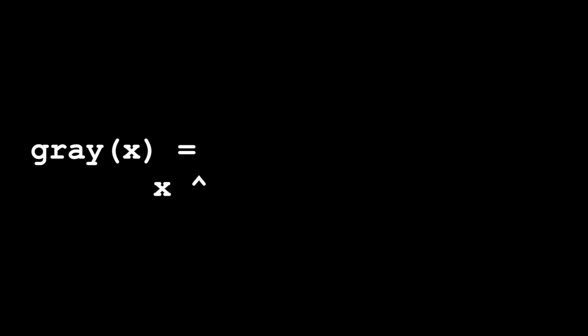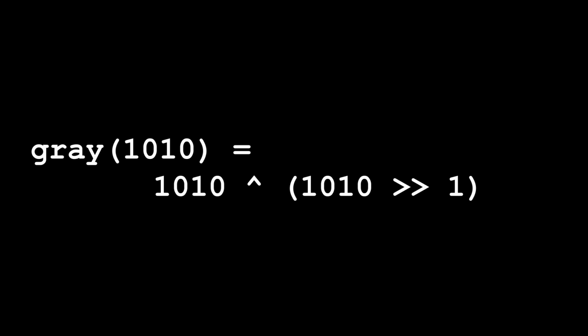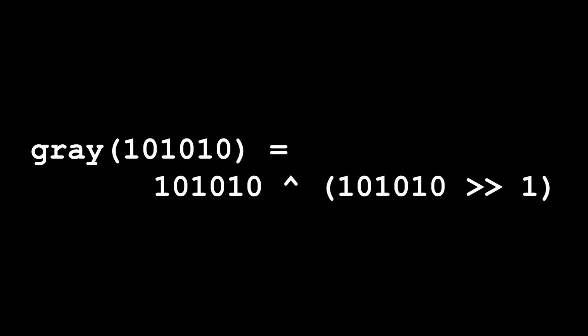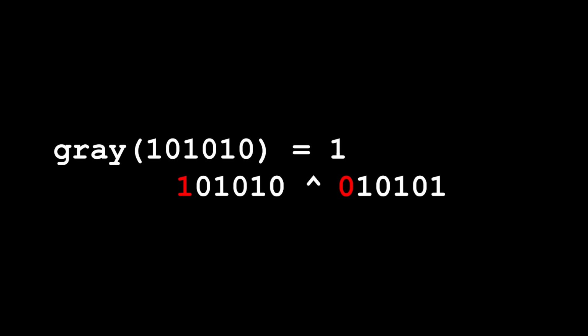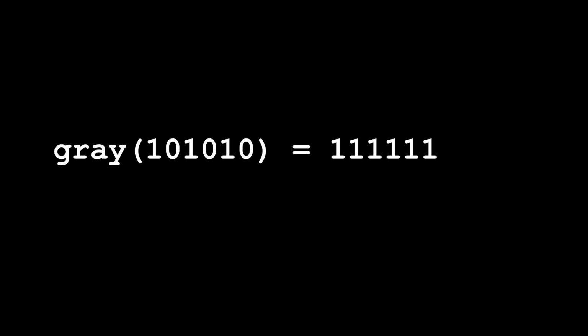And it gets even better, because you can directly calculate the gray code for any binary value by XORing it with itself shifted right by 1 bit. So for 101010, you would bit shift right by 1 to get 010101. Then that would be XORed with the original value to get 111111. Easy. There sure is nothing like having a nice closed form solution for something.